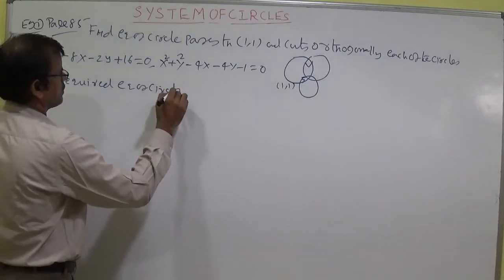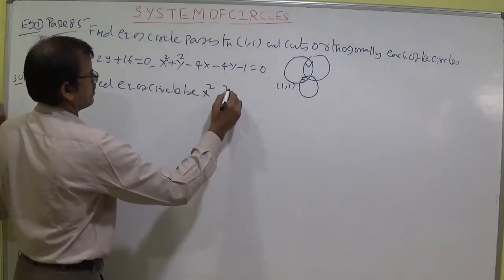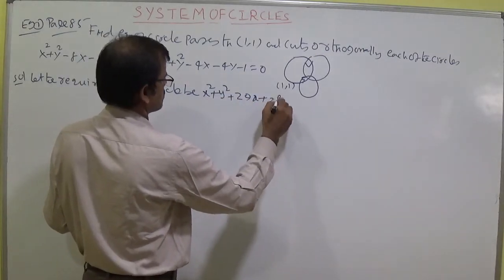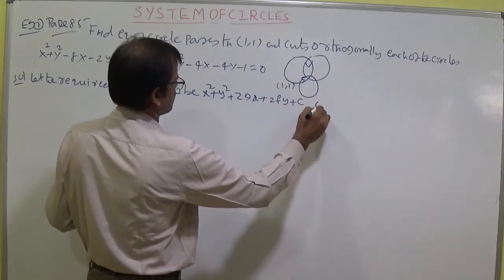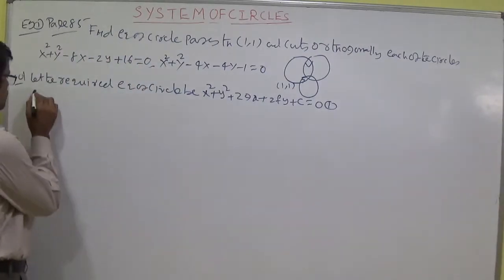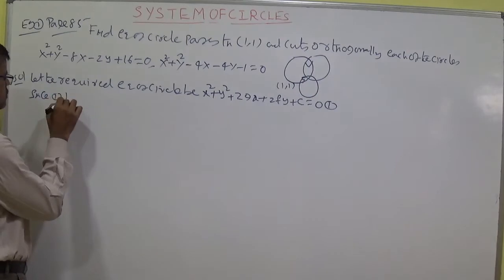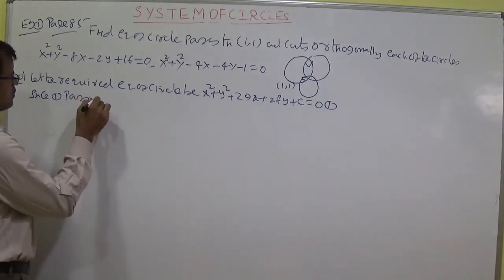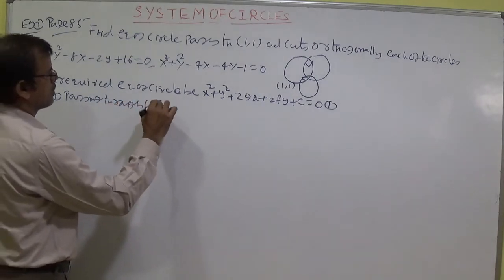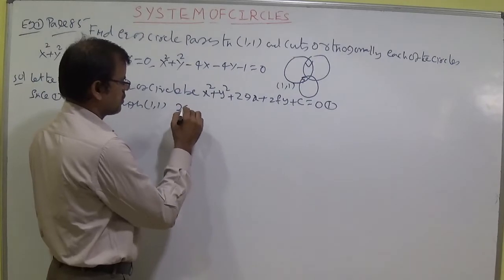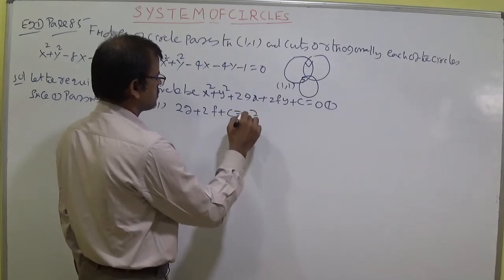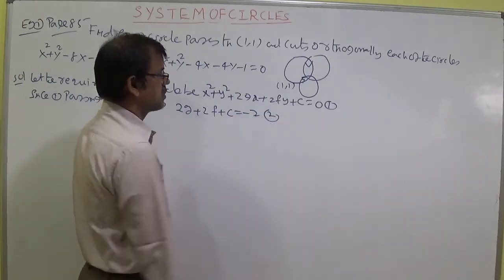x square plus y square plus 2gx plus 2fy plus c equal to 0. Let it be the first equation. Since it is passing through the point (1, 1), you substitute 1, 1 here, and you will get 2g plus 2f plus c is equal to minus 2, second equation.